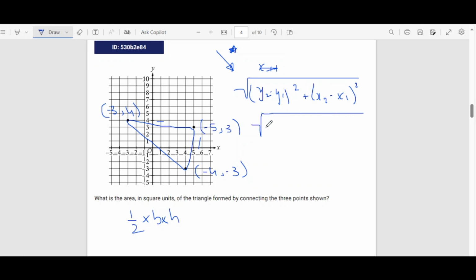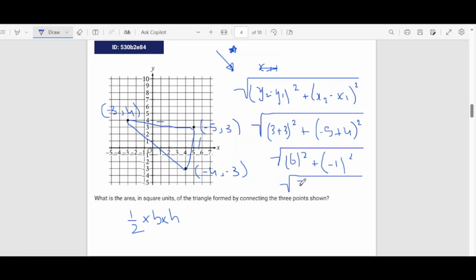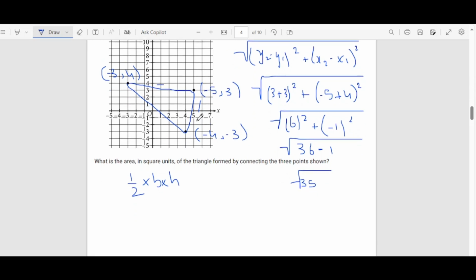So y2 here is 3. We can take any 2 points. I'm finding the length of this line first. So 3 minus minus 3 equals plus 3 squared... plus (x2 − x1), that is minus 5 plus 4 squared. So this becomes 6 squared plus minus 1 squared. This simplifies to 36 plus 1, that is 37 under root. Okay, so this is under root 35.